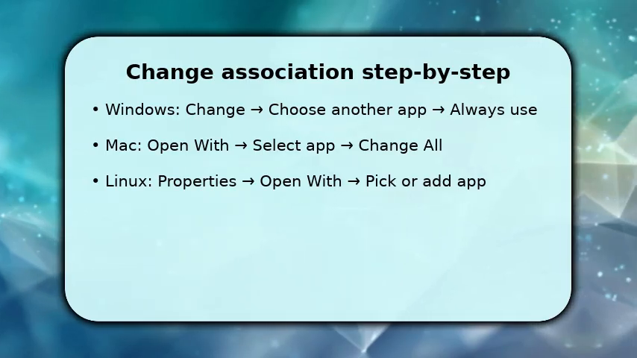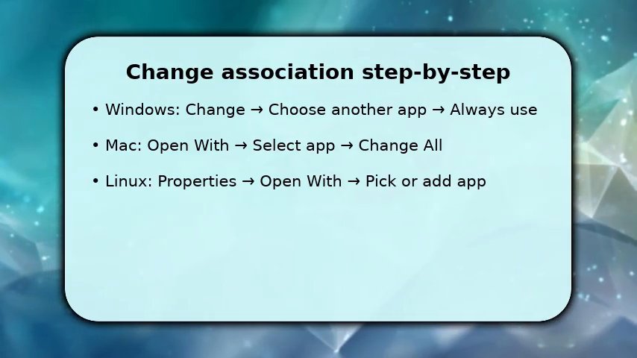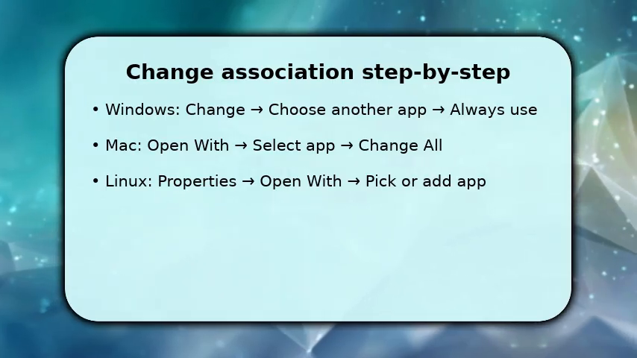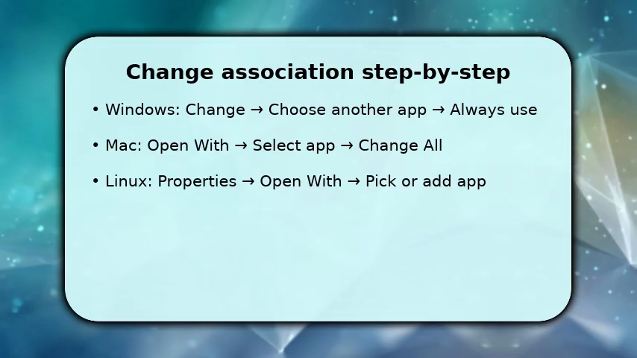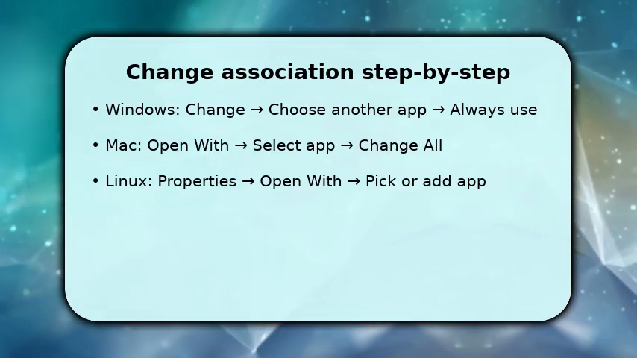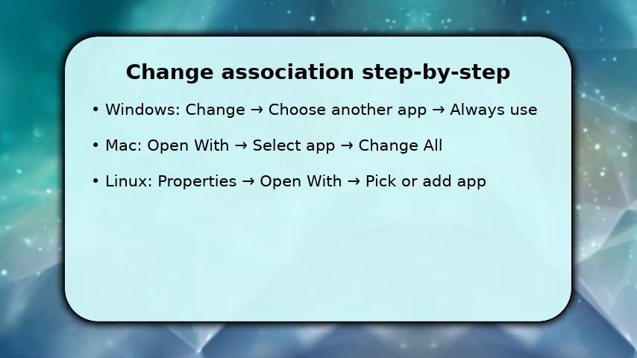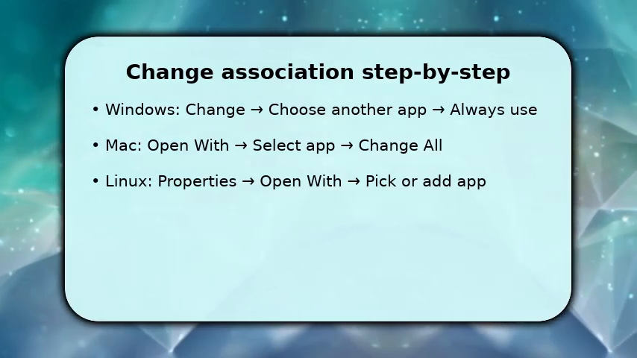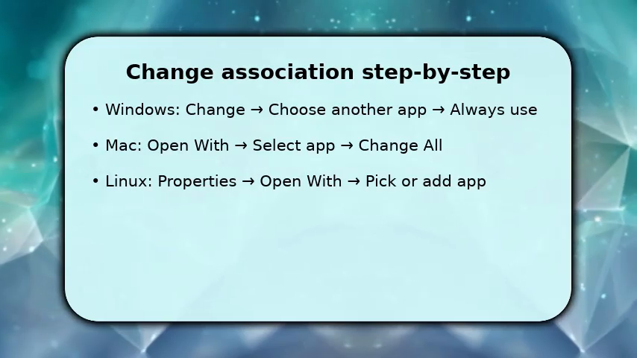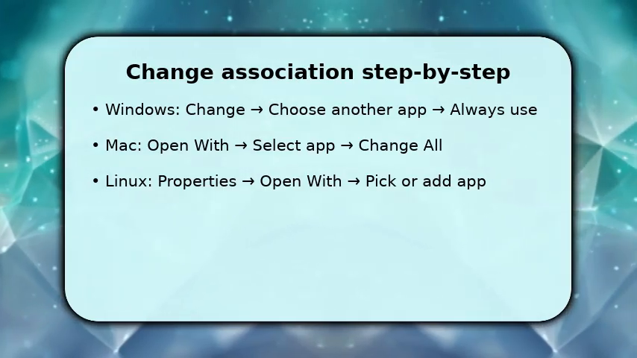On Mac, expand Open With, select the desired app, then click Change All to apply to all files of that type. On many Linux desktops, use Properties, right arrow, Open With, choose or add the application, and set it as default. Because system settings vary, follow each step precisely, so the OS records the new mapping and prevents conflicts.